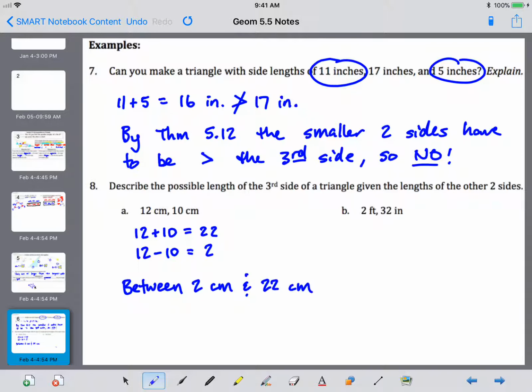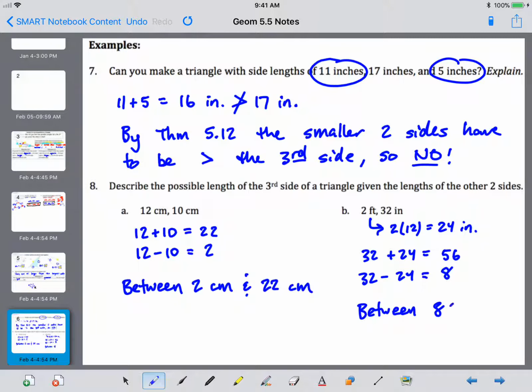Now be careful, because when you use this idea, you have to make sure that your units agree. So in part B, notice we have 2 feet. Well, we need to change that into inches. This is the same as 24 inches. Now you can use that same idea. So add the two lengths and subtract the smaller from the larger. And if we do that, this tells us that the third side could be anything between 8 inches and 56 inches.